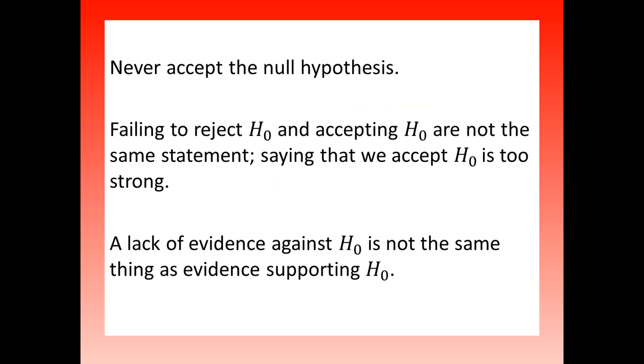There is a trap, which goes along with the second option on the previous slide. If your p-value is not less than alpha, you don't want to say that you accept the null hypothesis. That's too strong of a statement. Like it says at the bottom of the screen, a lack of evidence against the null is not the same thing as evidence supporting the null. They're related, and one would effectively be a stronger version of the other, but they're not equivalent.